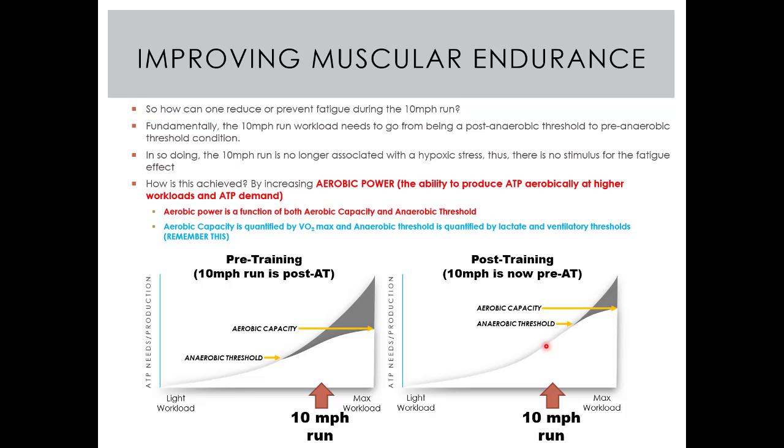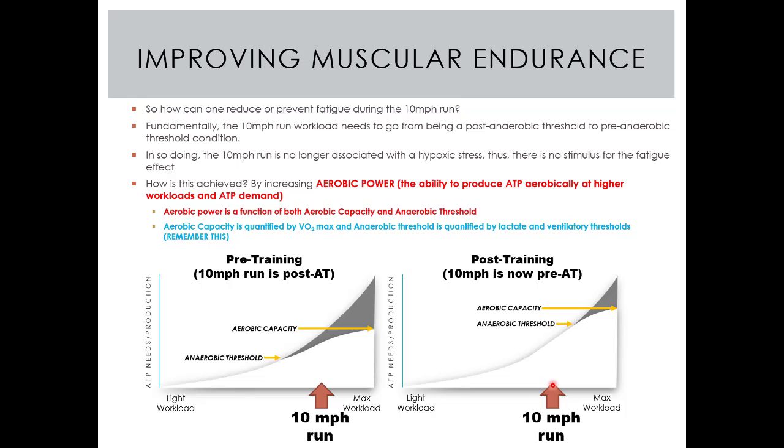Because there is now no hypoxic stress during this 10 mile per hour run workload, the 10 mile per hour run workload is non-fatiguing and thus sustainable. So before training, the 10 mile per hour workload was achievable but not sustainable due to fatigue. At post-training, so after weeks or months of training, the 10 mile per hour workload is now not only achievable but sustainable due to the mitigation of fatigue. And why is there no fatigue again? Because of the improvement in aerobic power, which is again the improvement in anaerobic threshold and aerobic capacity.